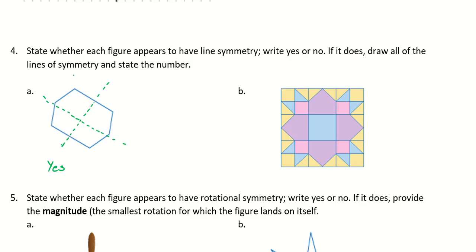Now you're going to be tempted to try to do these other diagonals, but remember, because these sides are different length, it won't land on itself. So 1 point for sketching these two lines, 1 point for saying yes, and then there are only 2 lines of symmetry.